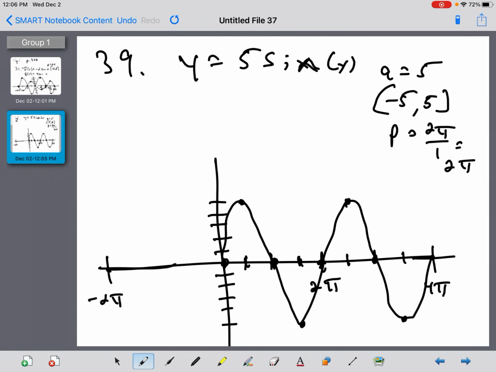There's 2 cycles. Now, what if I had to give you this ordered pair? Well, obviously that's 2 and 3/4. So there's 3 pi, so that's 3.5 pi. So that would be 7 pi over 2 comma negative 5 if I did that on decimals.